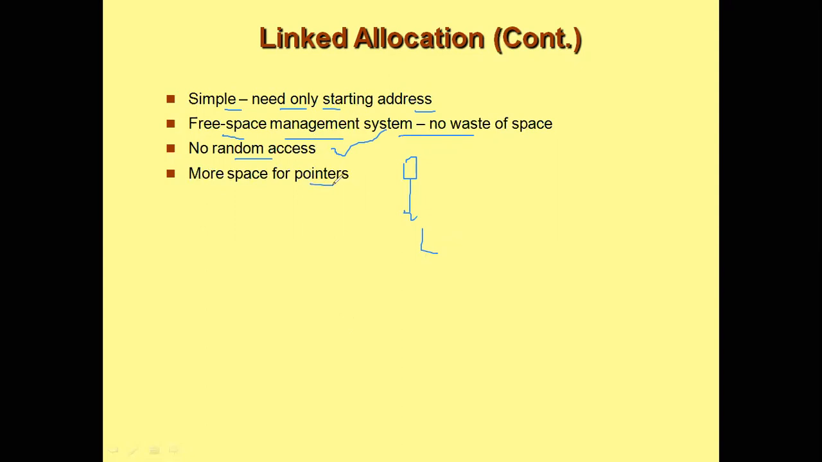And there is one more disadvantage here because in each of the blocks you'll be storing pointer information, that is, a pointer to the next block. So there is an extra consumption of space in each of the blocks. Apart from it, this is better than contiguous allocation because there is no wastage of space.